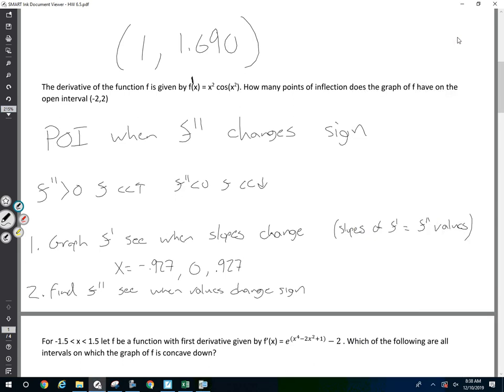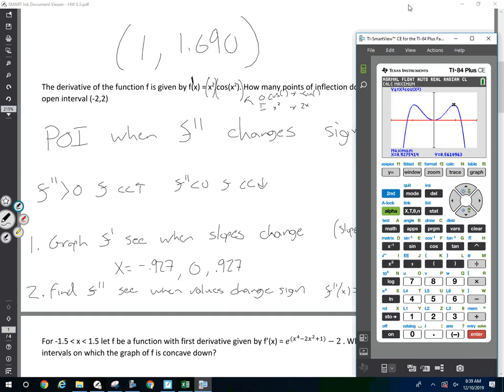The other way, we could find f double prime. Now you got to remember how to take the derivative of this. You have to use the product rule. Derivative of the first times the second plus the first times the derivative of the second. This guy's got an outside and an inside. The outside is the cosine. The inside is x squared. So I'll have negative sine x squared times 2x, times x squared. So there's f double prime.